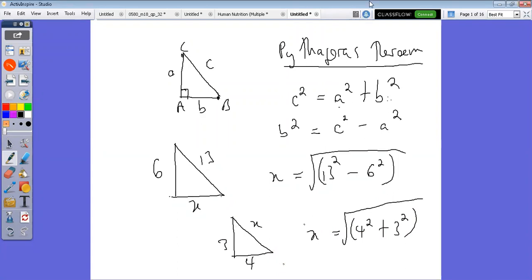And we only use Pythagoras if we are given two sides of a right-angled triangle and we want to find the third side. So you can't use Pythagoras' theorem if you are not given the two sides. Is that clear with everyone? Yes, sir.